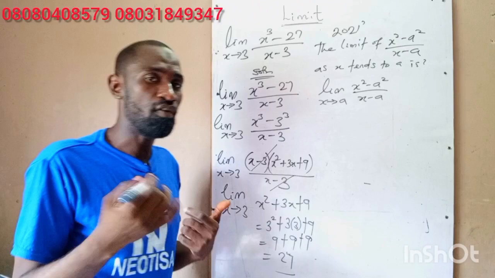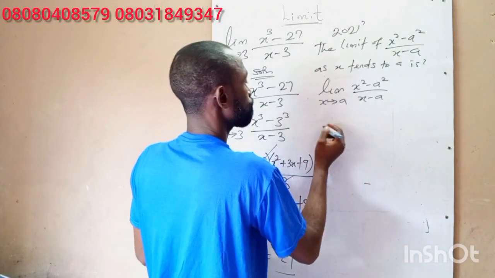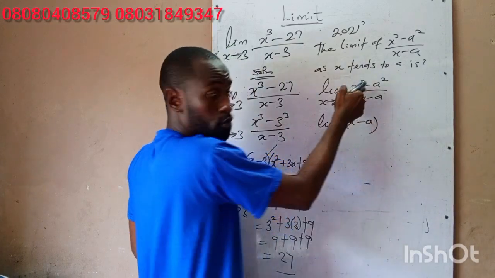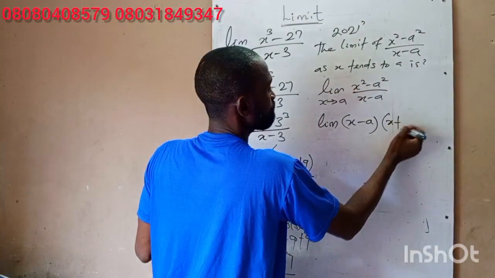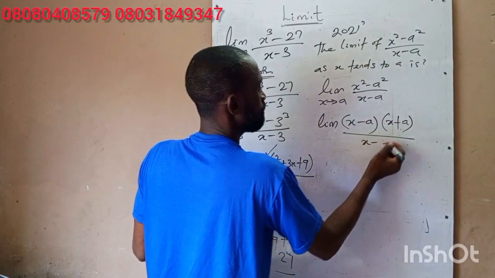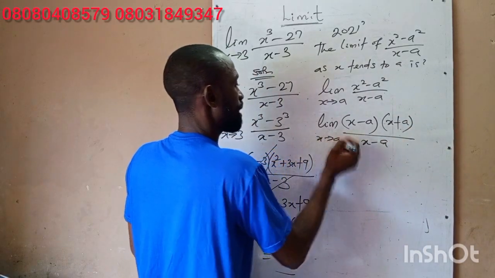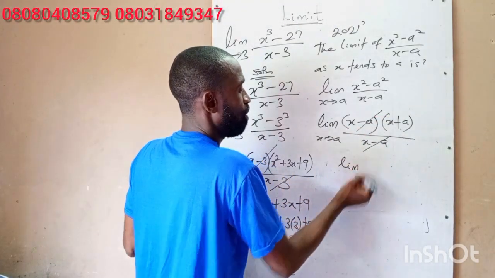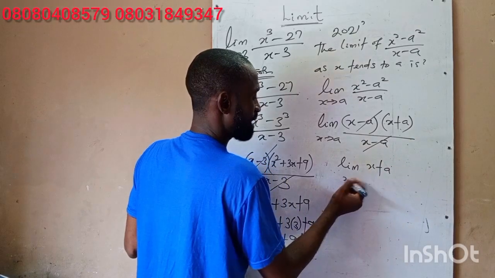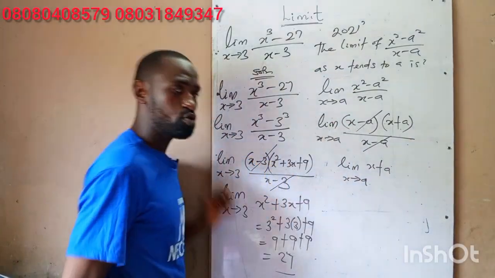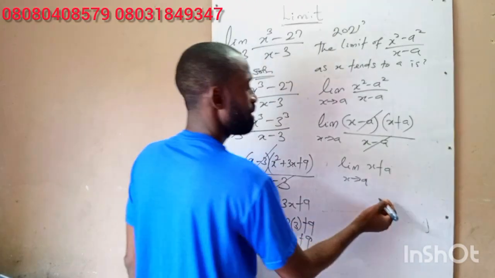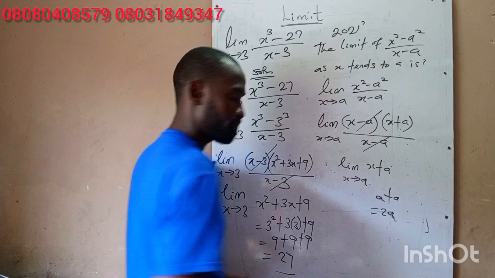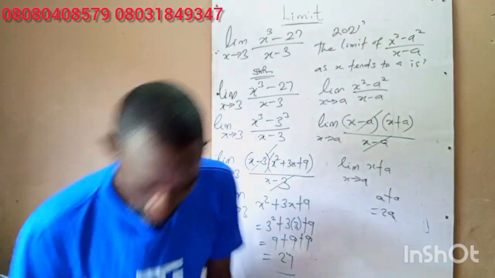So now you know what we call this? Factorization method. So this one will now become the lim of s minus a, difference of two squares, you see it? Bracket s plus a all over s minus a, as s approaches a. So what happened? s minus a will cancel. We will now have the lim of s plus a as s approaches a. Can I use direct substitution? So this will now be a plus a, which will give us 2a. 2a. Okay, so let's solve this question.